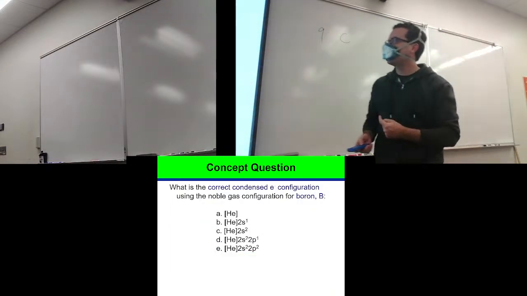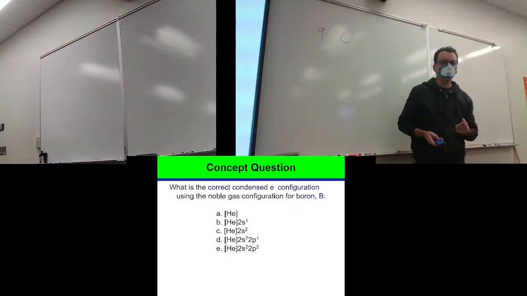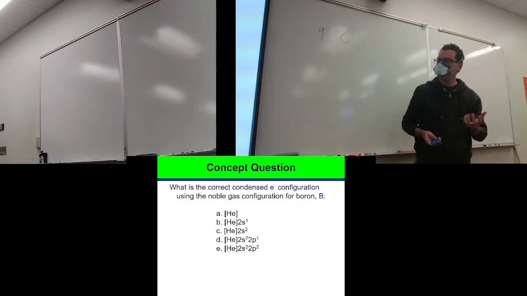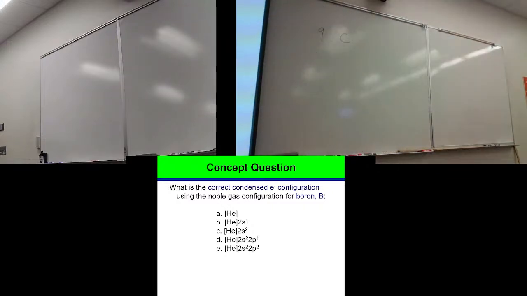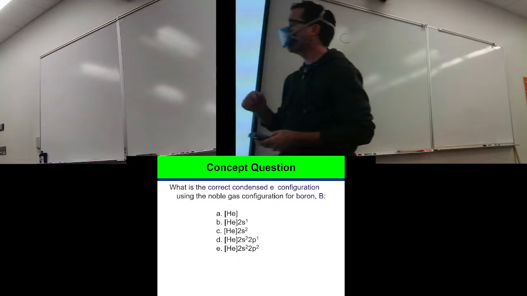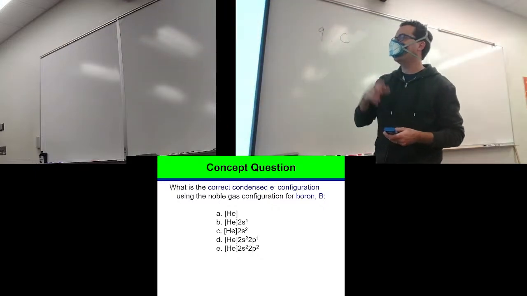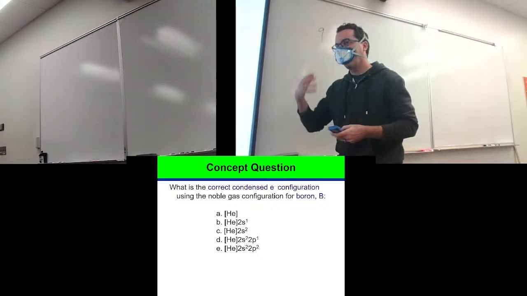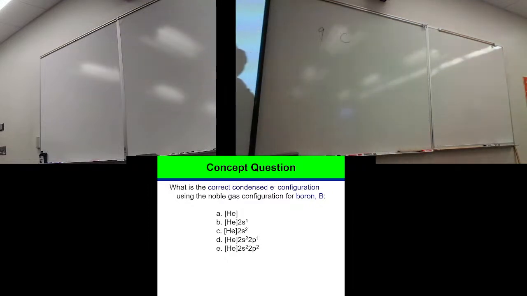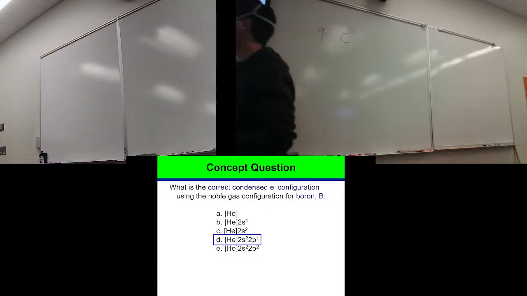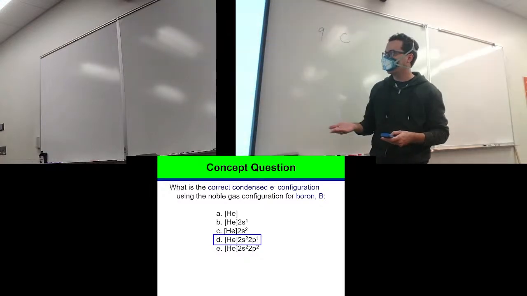I think we did this. So we did condensed electron configuration, or noble gas electron configuration. The idea is replace the first part of the electron configuration with a noble gas, where the noble gas's electron configuration is exactly the same. So in this case, D is the answer. The helium noble gas here actually has a 1s2 electron configuration.